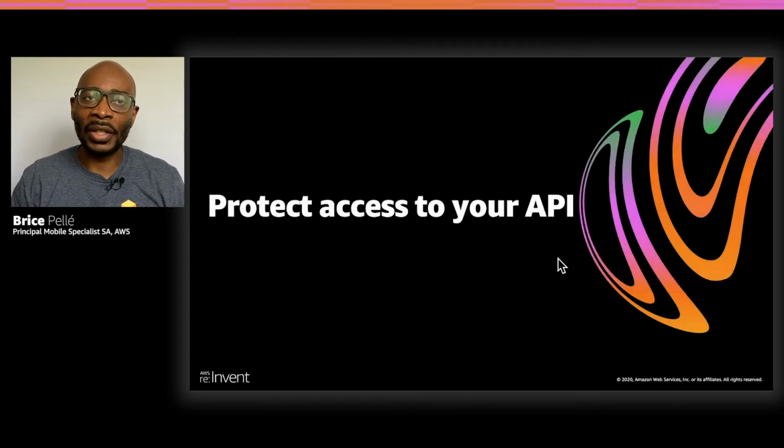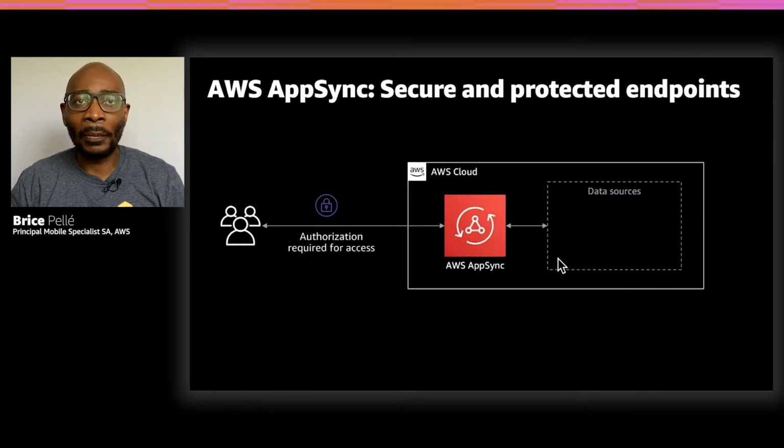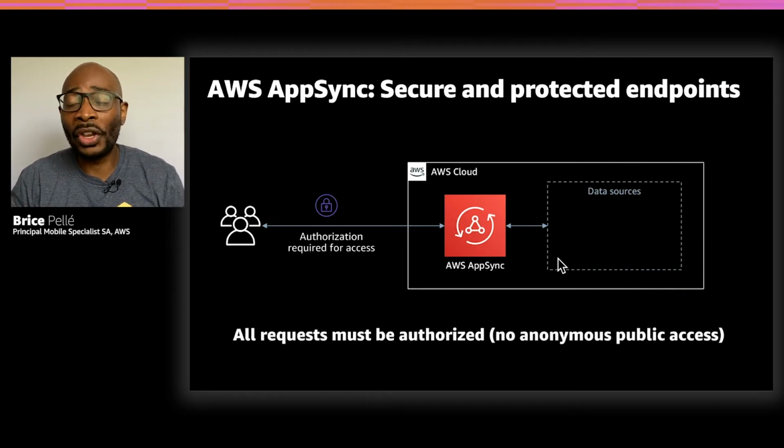So let's dive into these, and let's start by talking about protecting access to your API. Now, AppSync allows you to deploy secure and protected endpoints. One of the things that you need to keep in mind when you talk about AppSync is that it always requires some type of authorization to get access to the API. AppSync allows you to create GraphQL endpoints, and there's always some type of authorization that you need to provide to get access to the API. So there is no anonymous public access allowed. There's always some type of credentials that you need to provide to gain access to the API.